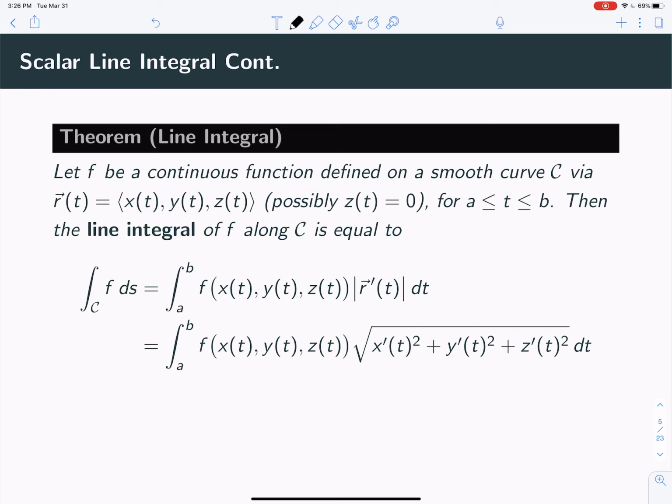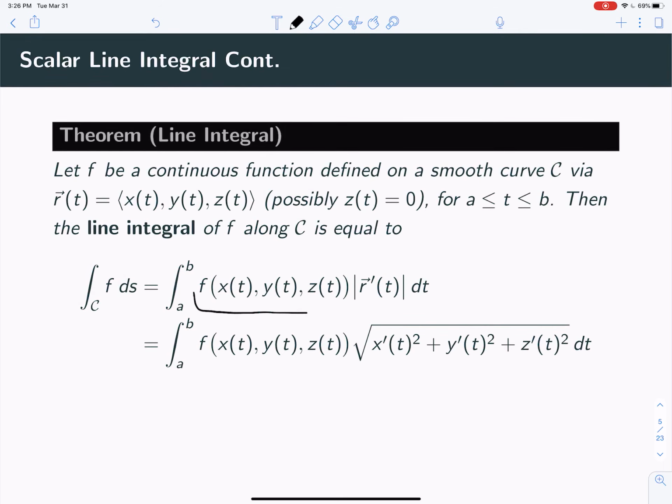So what we're going to do is essentially just put a function here that gives us the thing we're integrating. And this here is really our ds. So the derivative of the position vector is the velocity, the magnitude of the velocity is the speed, speed times time is length. So this is a little package of length, which you call ds.